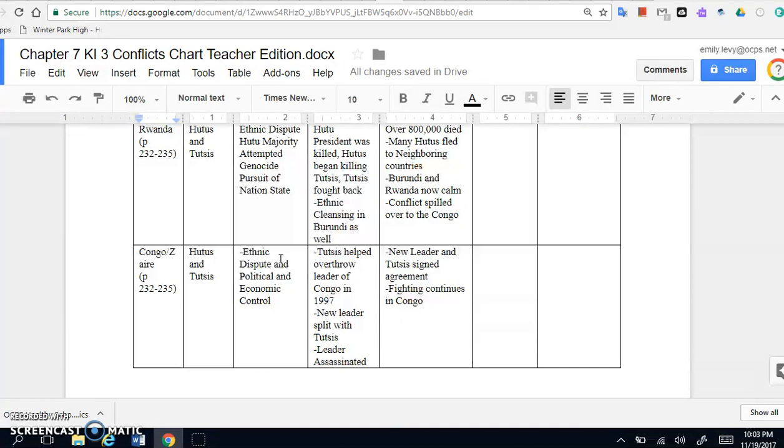Then the leader was assassinated. Now they have a new leader, and he has signed an agreement with the Tutsis. However, fighting does continue in the Congo today. Congo has had the longest war of any country ongoing since World War II. It's just been one conflict after another between warring groups. And again, this is pursuit of the nation state concept, just like in Rwanda.